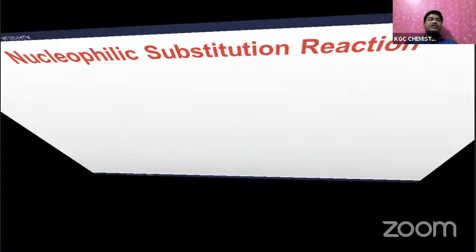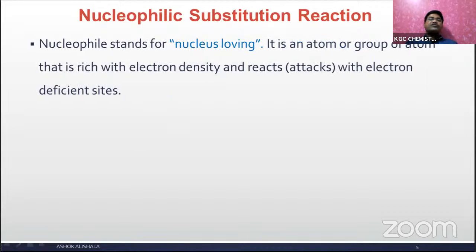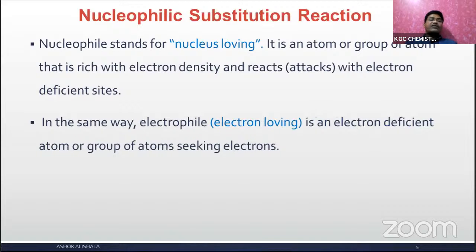Now let us see what exactly a nucleophilic substitution reaction is. Nucleophilic stands for nucleus loving, meaning nucleus attracting, meaning positively charged attracting. That means the species which attract the nucleus or a positive charge are called nucleophiles. That means nucleophiles have a negative charge or excess electrons, that is, a lone pair of electrons. In the same way, electrophiles are electron loving, that is, electron seeking; they are electron deficient.